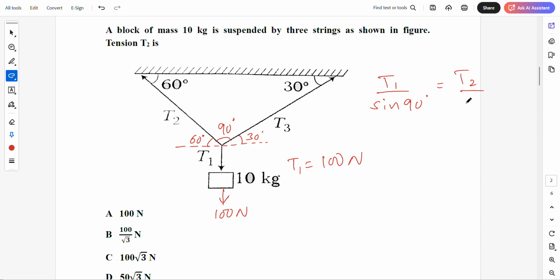Now how much is T2 will be, that is T2 divided by, how much is the angle for T2? This is 90 degree, right? T1 by sine of 90 degree equals T2 divided by sine of, I can write 90 plus 30, right? That is equal to T3. This is not required, but still I am writing to make you understand. T3 is how much? Angle, sine of 90 plus 60 degree.